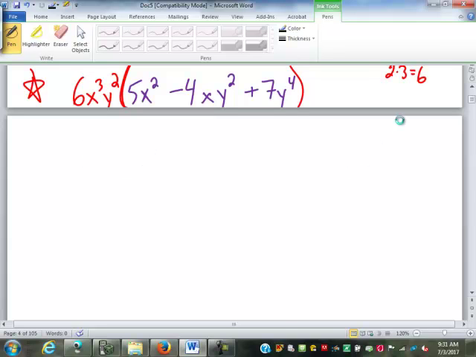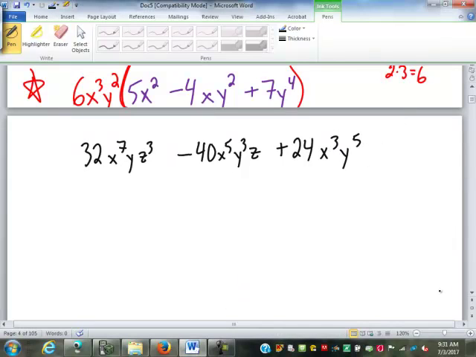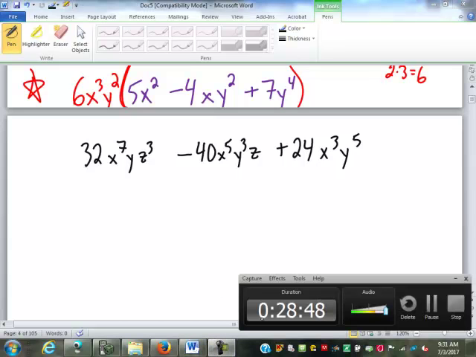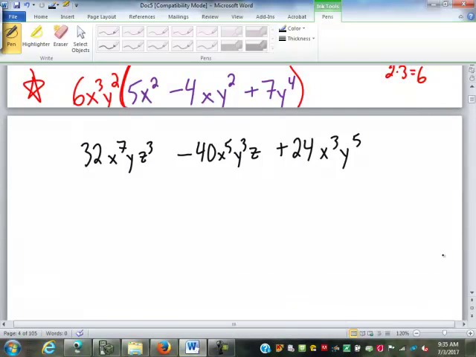I'm going to let you guys try this one in your note. It is 32x to the 7th, y, z to the 3rd, minus 40x to the 5th, y to the 3rd, z, plus 24x to the 3rd, y to the 5th. Factor that, find the greatest common factor, and factor that. Let's see how you're doing.